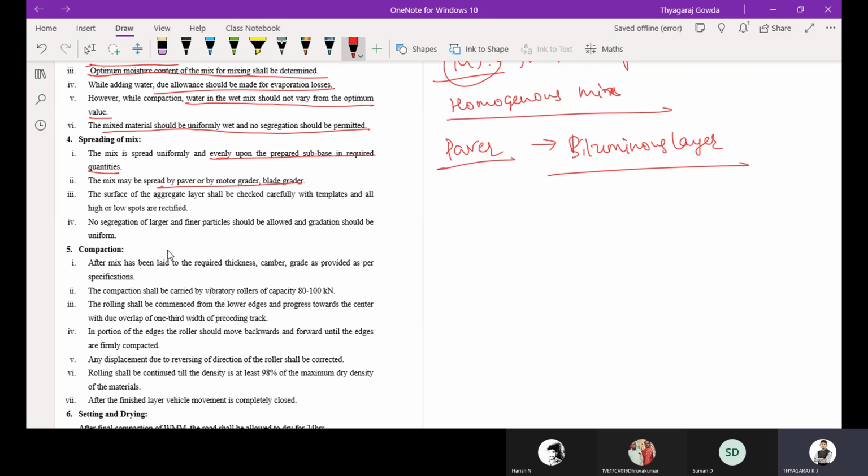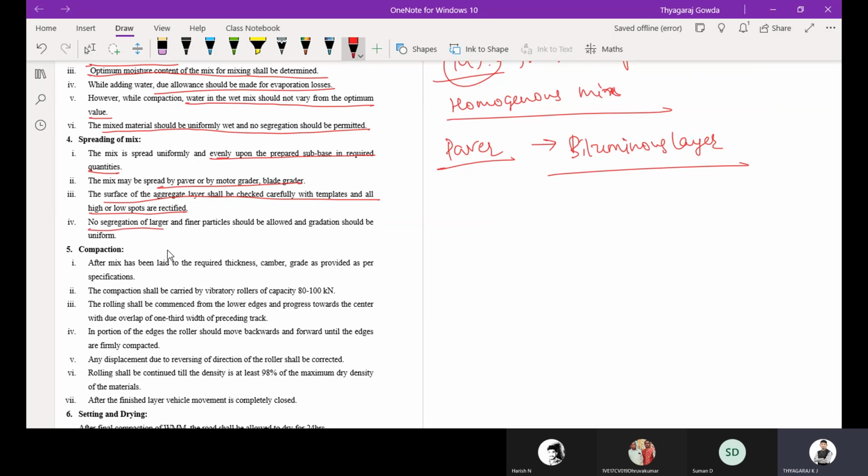Then the surface of the aggregate layer shall be checked carefully with templates and all high or low spots rectified. Since we are using a paver, there will not be any low spots or high spots. It will be equally distributed, uniformly distributed.